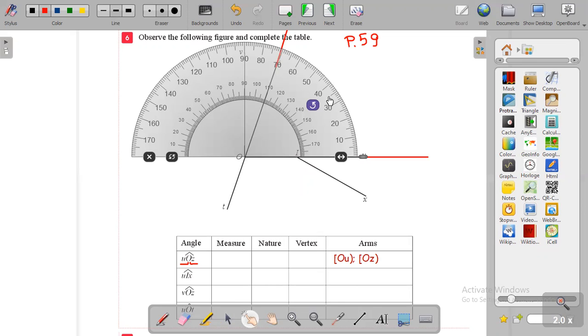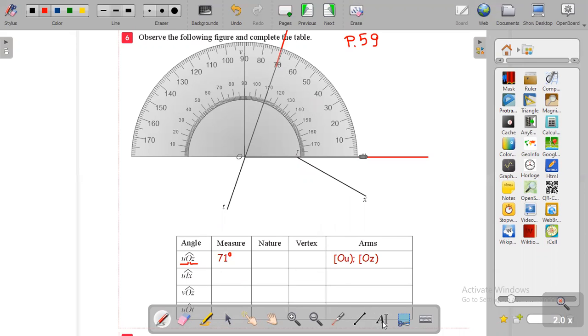And we look. The other arm becomes to which number? Which measure? It is 70 or 71. So it is 70 or 71. We can write 71. Don't forget the degree. The unit is degree. 71 degrees.